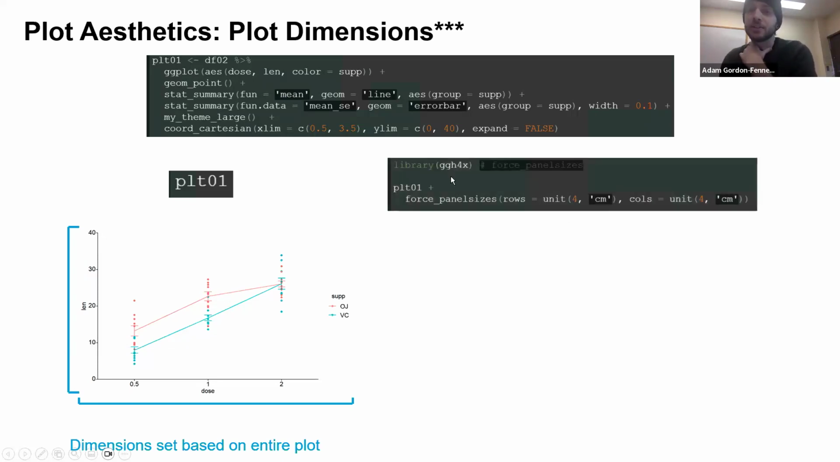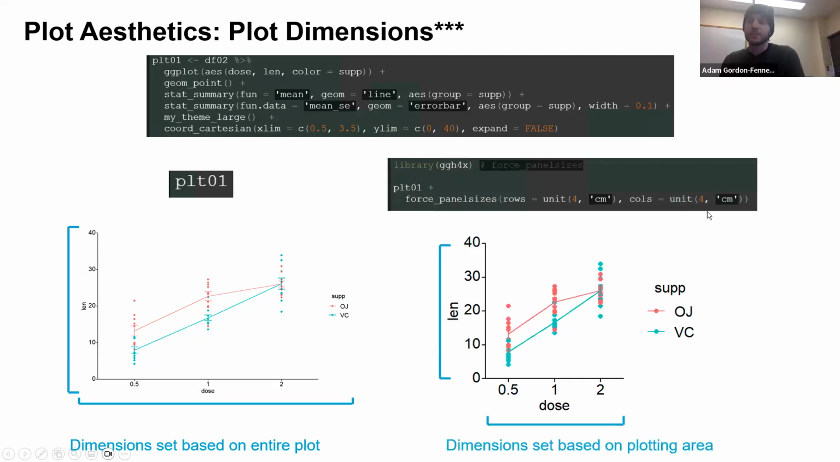And in ggplot, this can be done using this force_panelsizes function from the ggh4x package. And then now we can actually set the dimensions in centimeters or inches within your plotting space itself. This is something that some of those plotting programs will do automatically for you, but here we have to do it for ourselves manually. This is really, really useful.